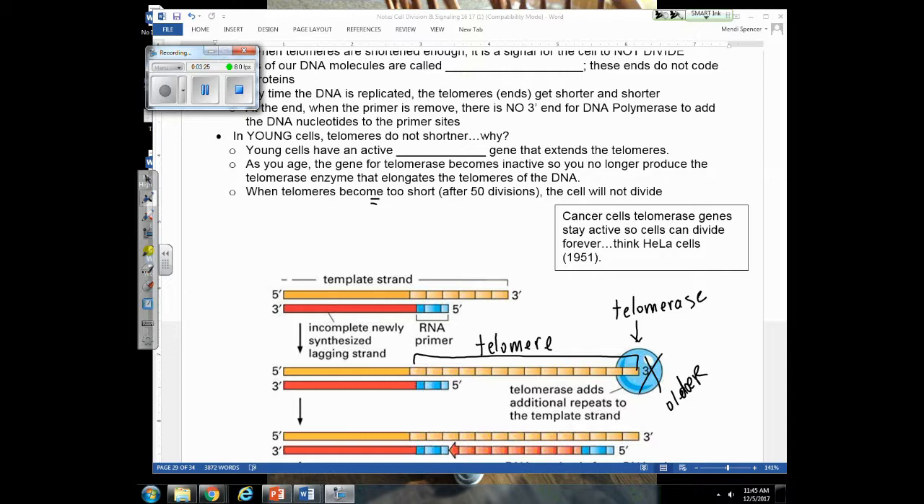What's interesting about cancer cells is cancer cells can divide forever. So obviously, they're not limited by about 50 divisions. So cancer cells, they keep their telomerase genes active. So they can continue to divide indefinitely. If we could figure out a way to turn off those telomerase genes in those cancer cells, then those cancer cells would eventually stop dividing.